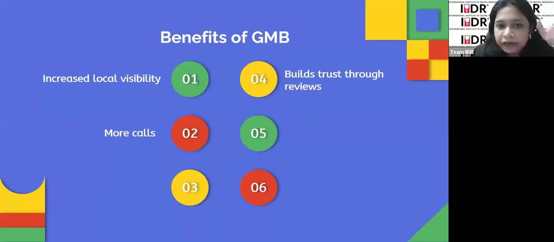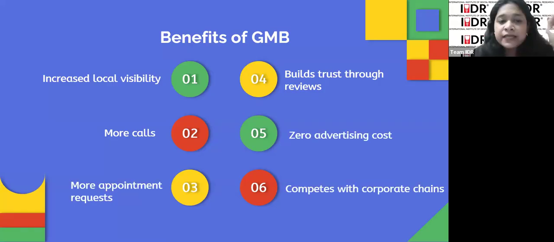So this slide gives you the direct benefits of Google My Business for dental clinics. The first being, when your clinic is optimized on Google My Business, you increase your local visibility. You start to appear in local searches, Google Maps, making it easier for nearby patients to discover you. Okay. Second is more calls. The click to call feature allows patients to connect with your clinic instantly, especially during emergencies, without even visiting your website.